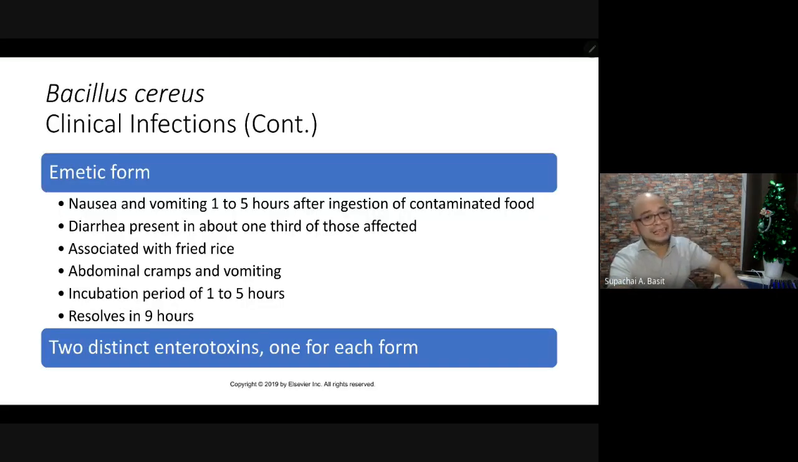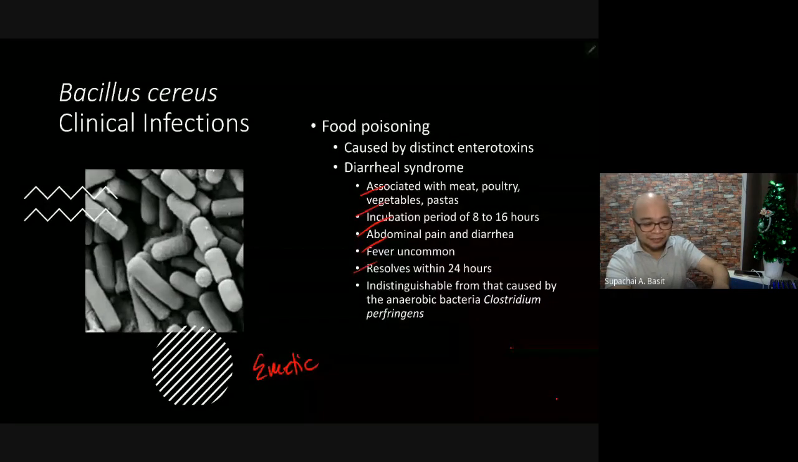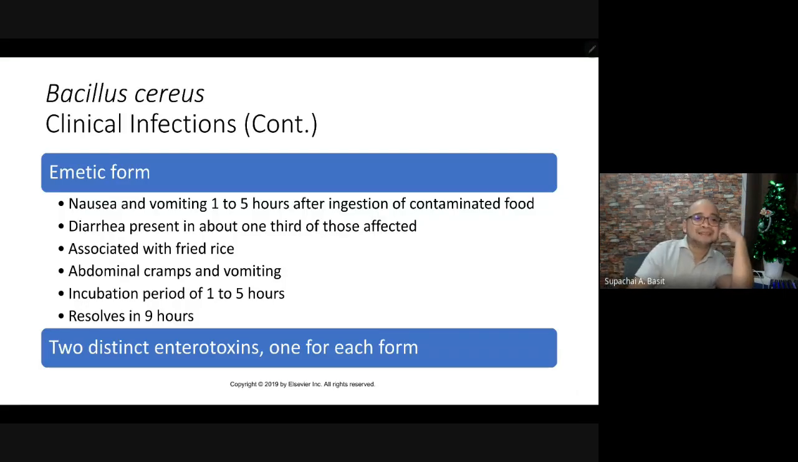So the other one is the emetic form. So emetic form means that there's no diarrhea, only nausea and vomiting hours after ingestion of contaminated food. So diarrhea is present in 1/3 of those affected, but it's not really common. Unlike in diarrheal form, there would always be diarrhea. So it is associated with fried rice. So there would be abdominal cramps and vomiting. The incubation period would last for about 1 to 5 hours and resolves in 9 hours.